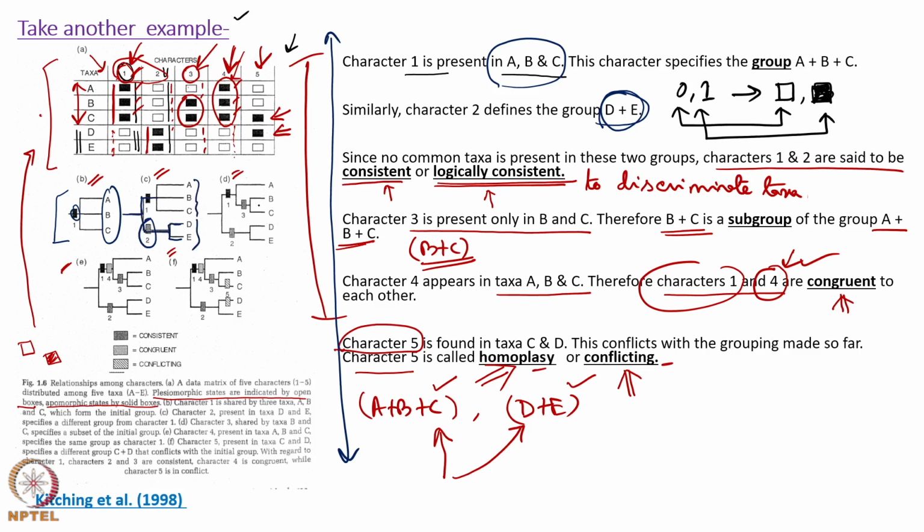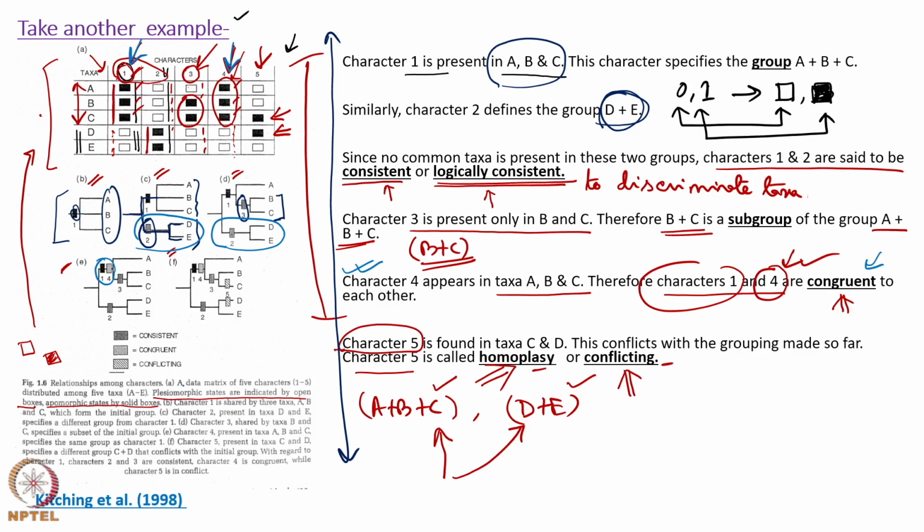Next step, what we did, we said that within A plus B plus C, B and C have a common character 3. So, a subgrouping is done and this portion remains the same. We found that character 4 and character 1 are supporting each other. So, beside character 1, character 4 is placed. No new groups are made, as character 4 is supportive of character 1. This particular statement notes that there is a congruency.